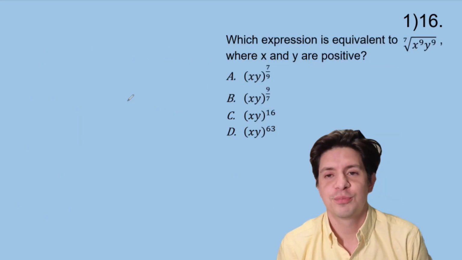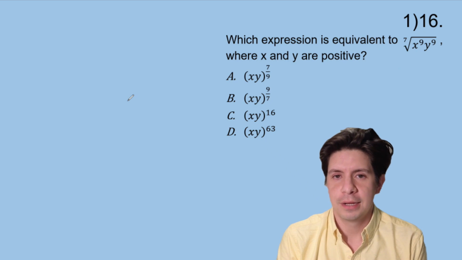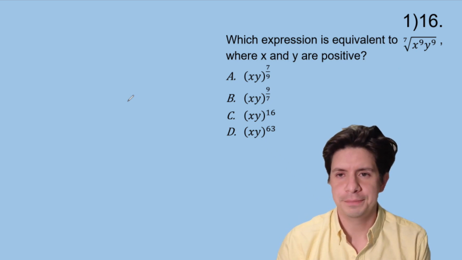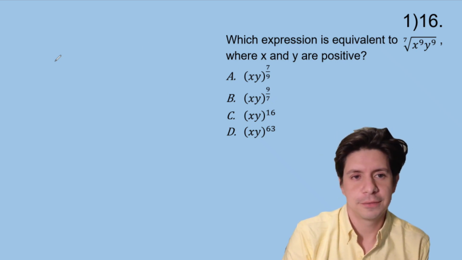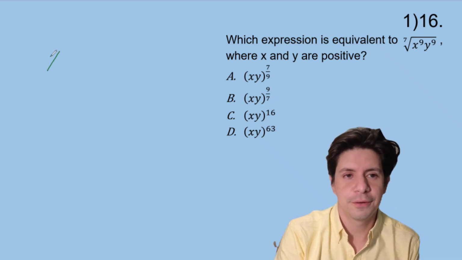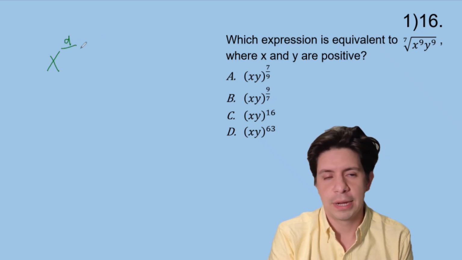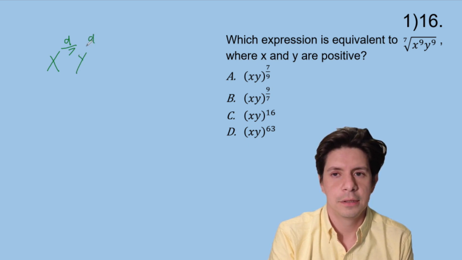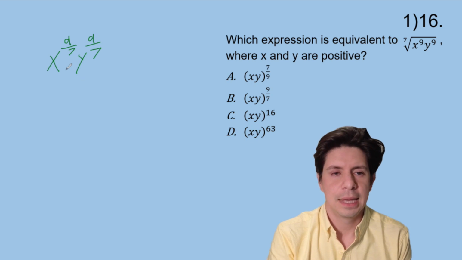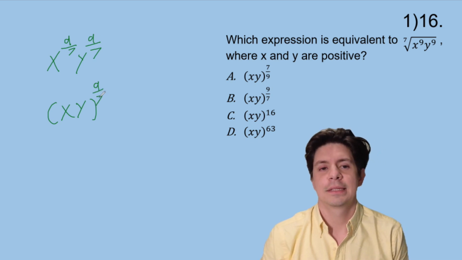Which expression is equivalent to the 7th root of x to the 9, y to the 9, where x and y are positive? Okay. So I'm just going to rewrite it in fraction form. Remember, the root parts are the denominators of the fraction, and the regular exponent is the numerator. So it's going to be x to the 9 over 7, y to the 9 over 7. And then you can just combine them and get xy both to the 9 over 7. And that's going to be B, right?